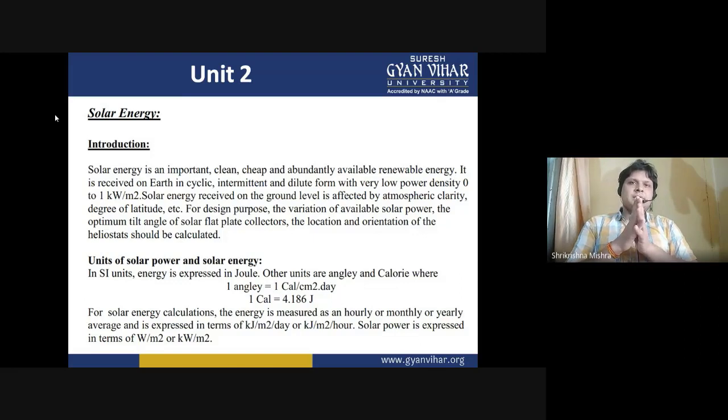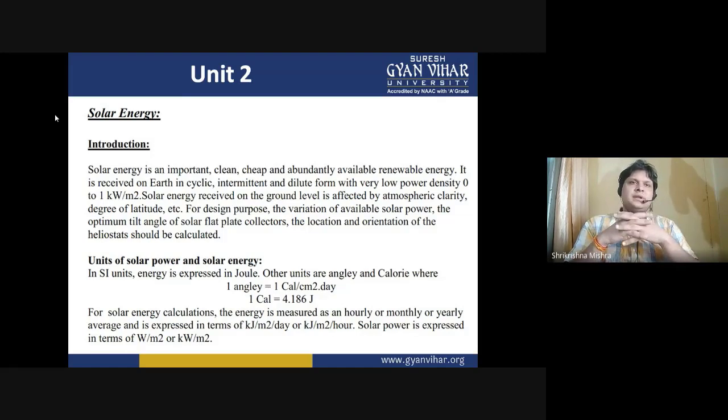Now, for design purposes, the variation of available solar energy, the optimum tilt angle of solar flat plate collectors, and the location and orientation of heliostats should be calculated. So there are various calculations to be done in order to make use of solar energy for our applications. Since the power density of solar energy is very low, the energy that comes to the earth is in very dilute form, with a power density between 0 and 1 kilowatt per meter square.